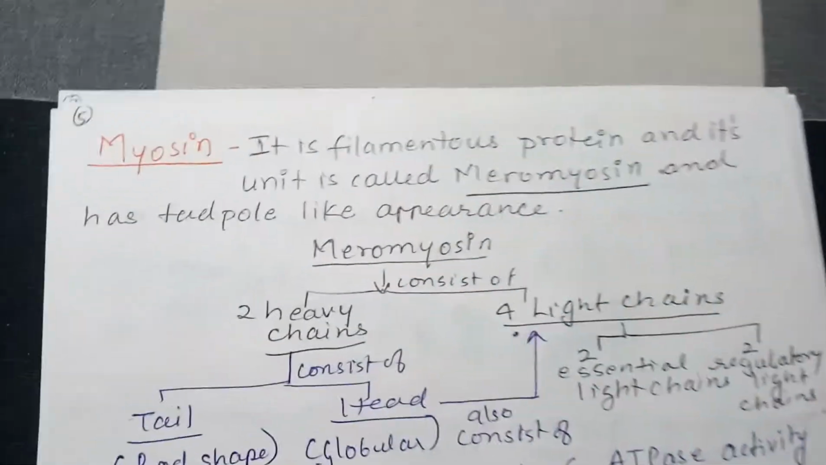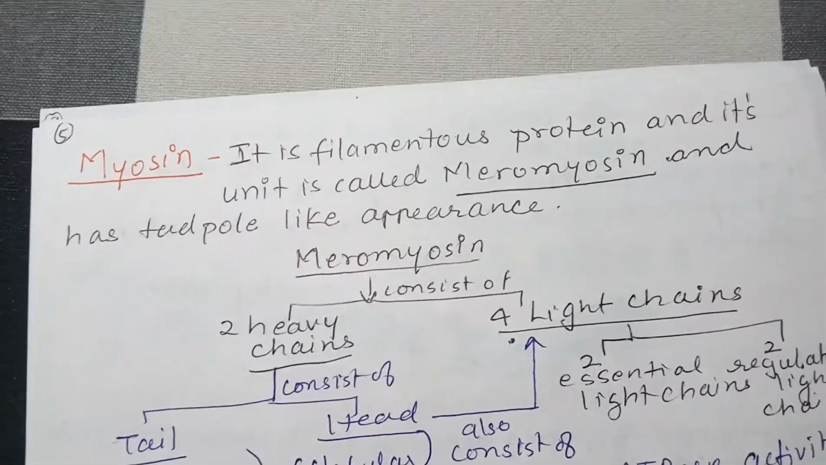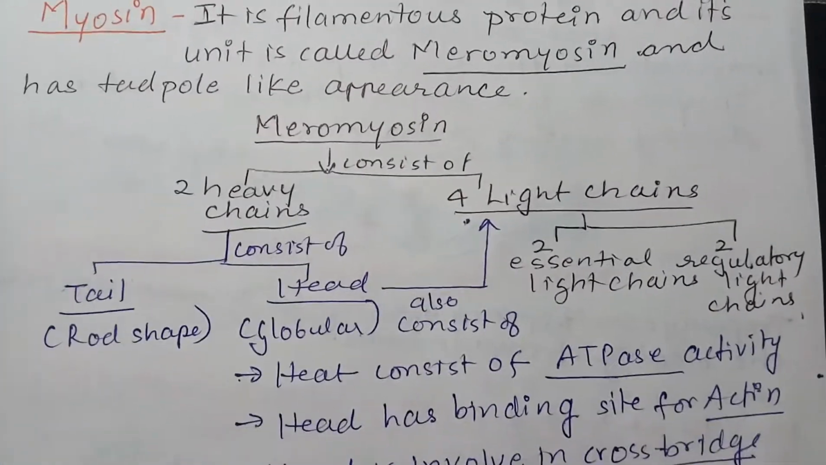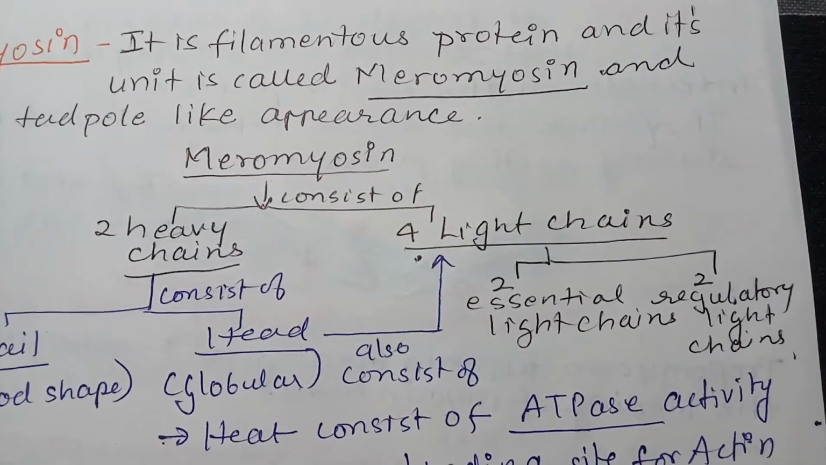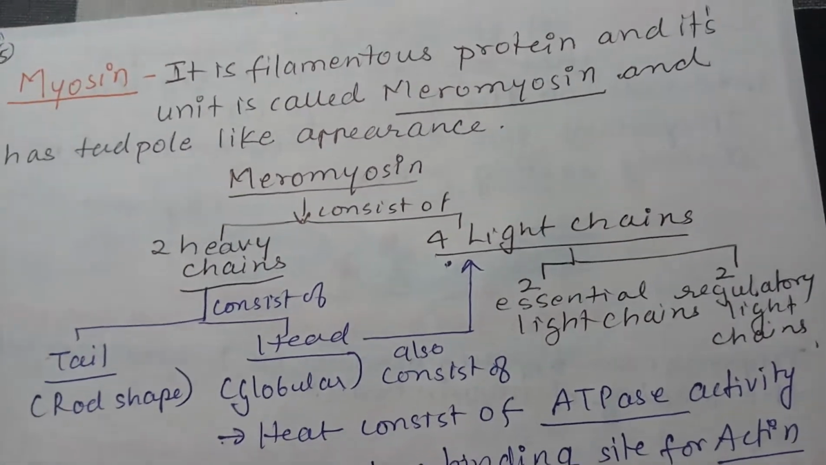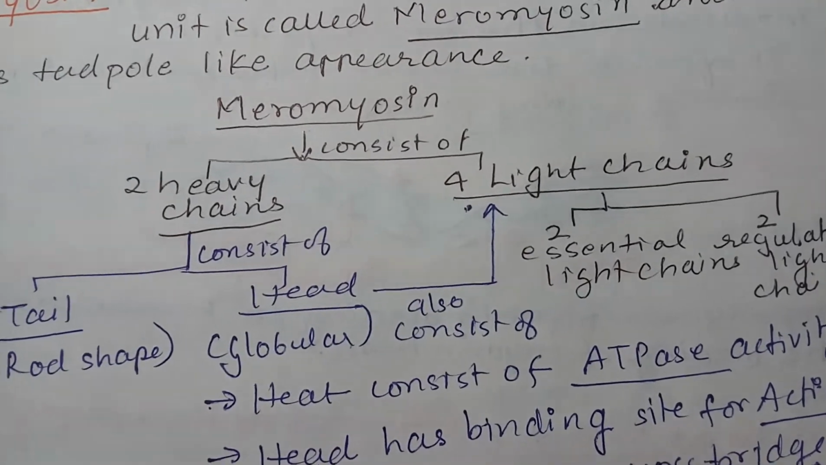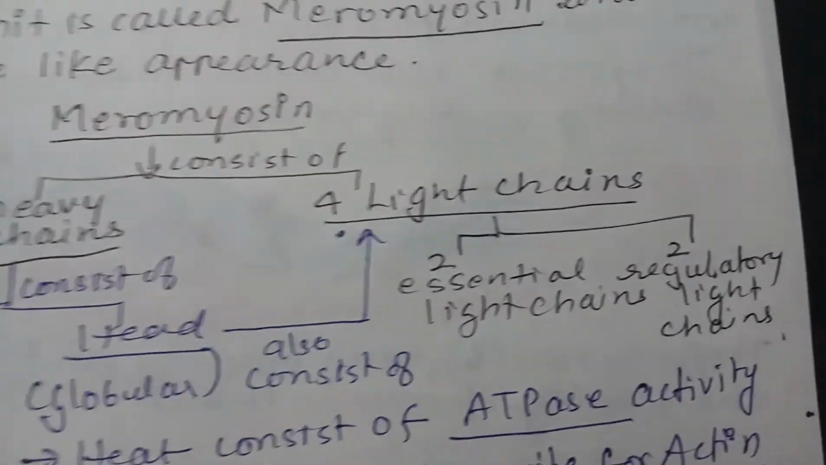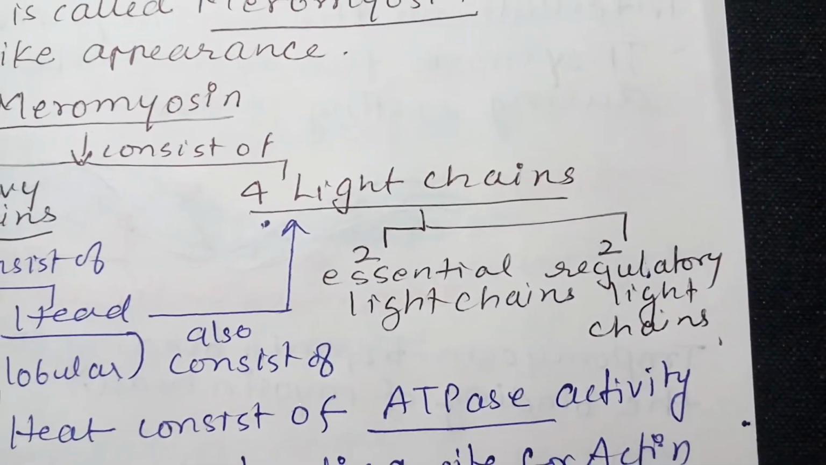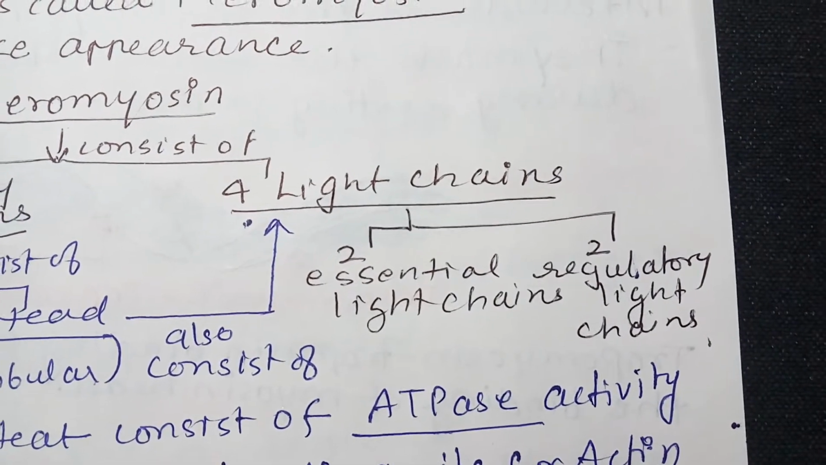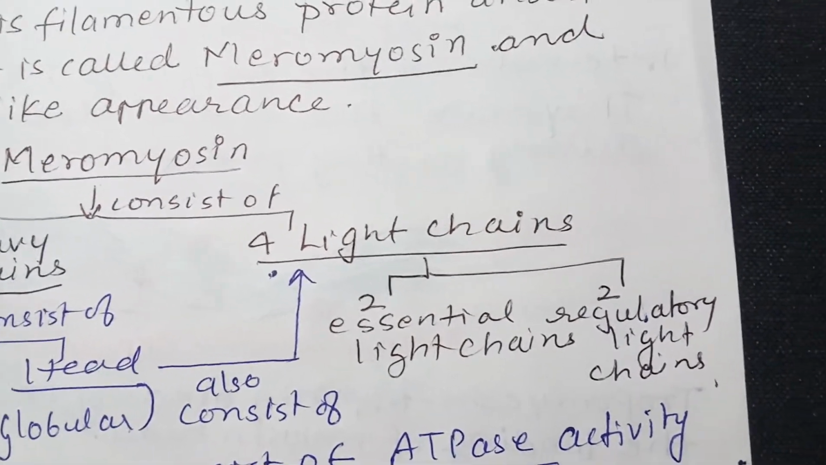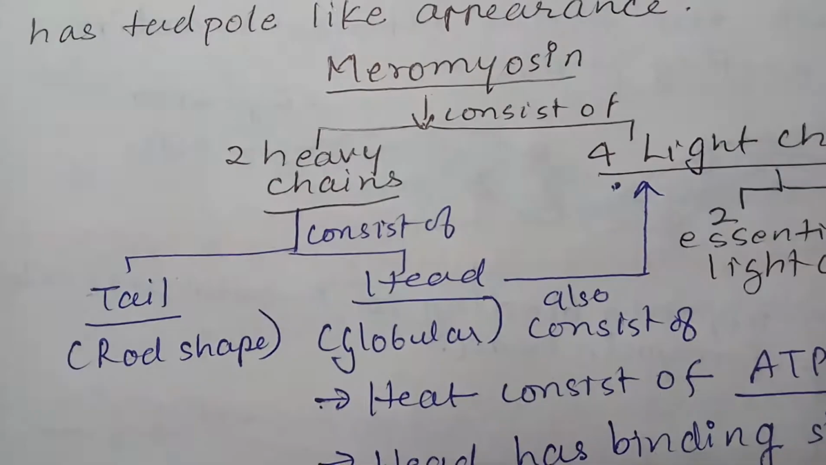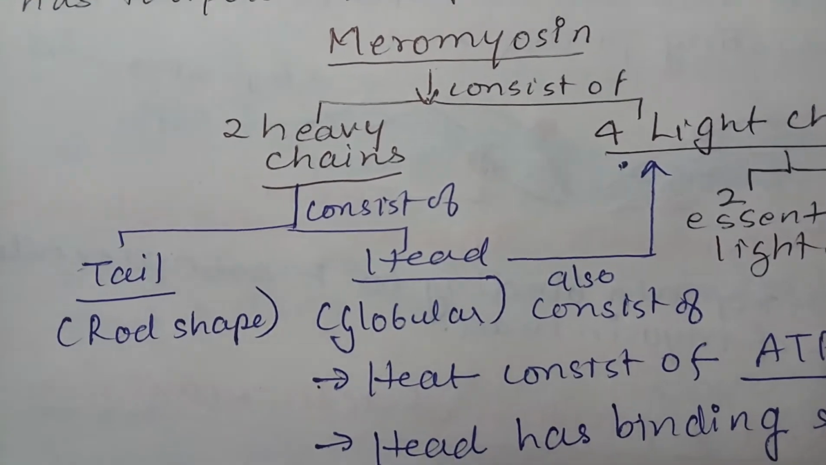Now look at the structure of myosin. It is a filamentous protein, and its unit is called meromyosin and has a tadpole-like appearance. If you see what meromyosin consists of, it has heavy and light chains. Because their molecular weight differs, they are known as heavy and light chains. Let's first discuss the heavy chain. Four light chains are there, consisting of two essential light chains and two regulatory light chains. The two heavy chains consist of a tail and head structure.